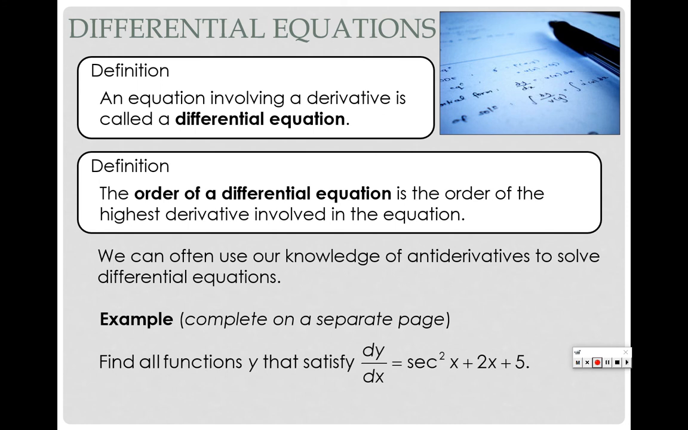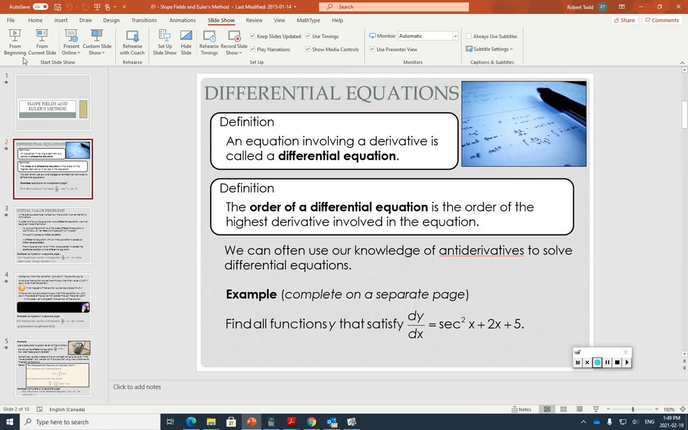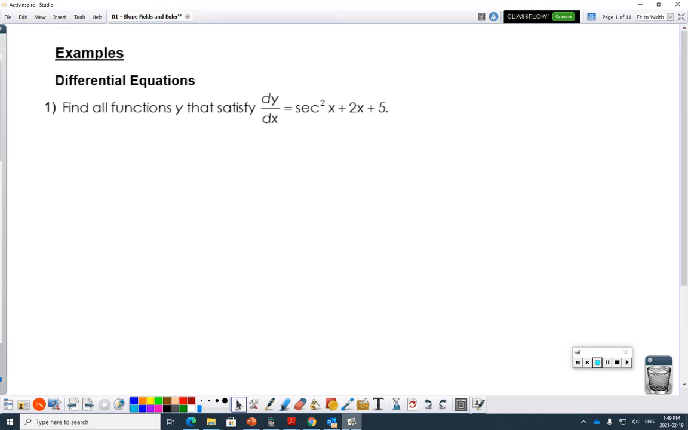It says complete on a separate page this differential equation. It says solve this thing, and apparently we already know enough to solve some differential equations, and that's true. I got this ready to go on a separate page. dy by dx equals secant squared 2x plus 5. And I'm going to explain this in two different ways sort of at once. We have to find a function whose derivative is secant squared 2x plus 5.